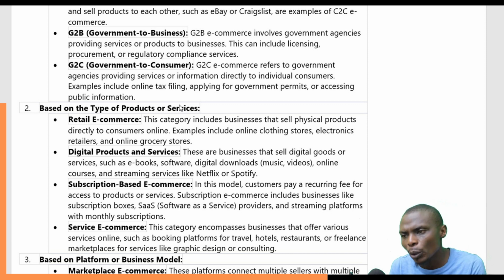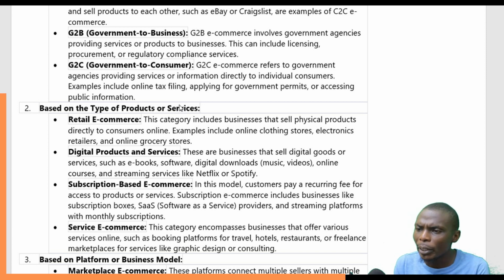We can talk about digital products and services. So digital products and services are businesses that sell digital goods or services, such as maybe some people are selling software, digital downloads, maybe some courses. Then we have subscription-based e-commerce. So in this model, customers basically pay a recurring fee for access to products or services. You subscribe at a small fee that is agreeable by the service provider. So it could include businesses like subscription and many others.